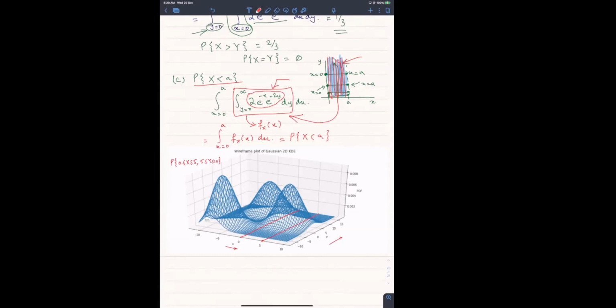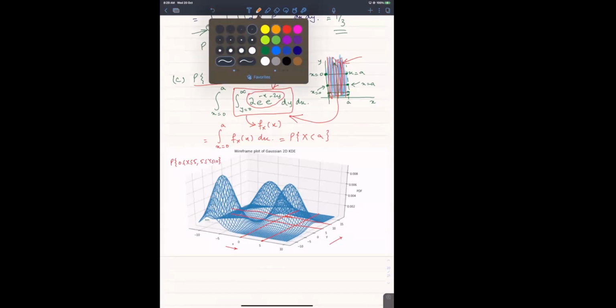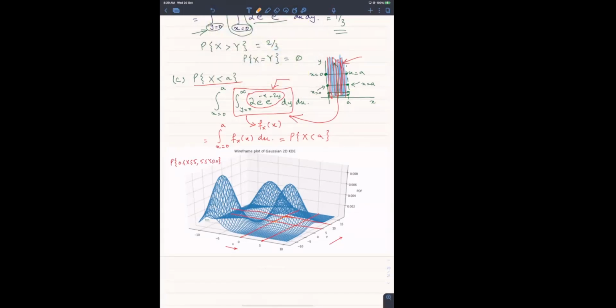And y between 5 and 10 is this line. Y is 5 and y is 10. Okay, so in this case, the region that we are talking about is this region. ये वाला region है। इस region के ऊपर आपको इंटीग्रेट करना है इस फंक्शन को। So see, this is a 2-dimensional function.